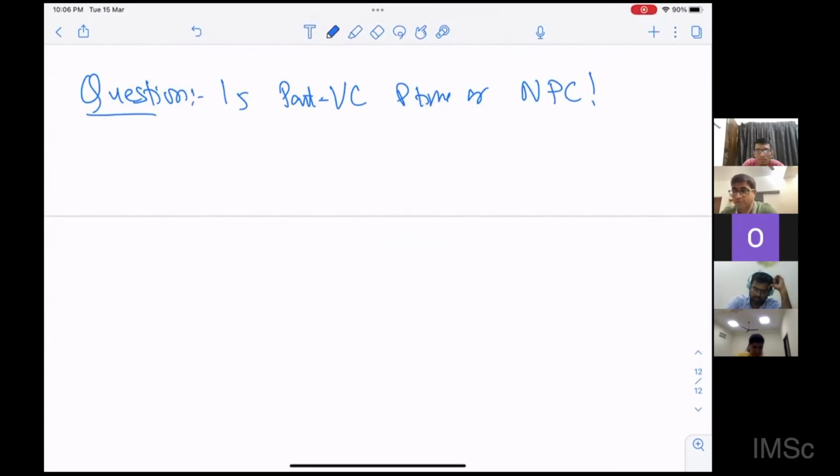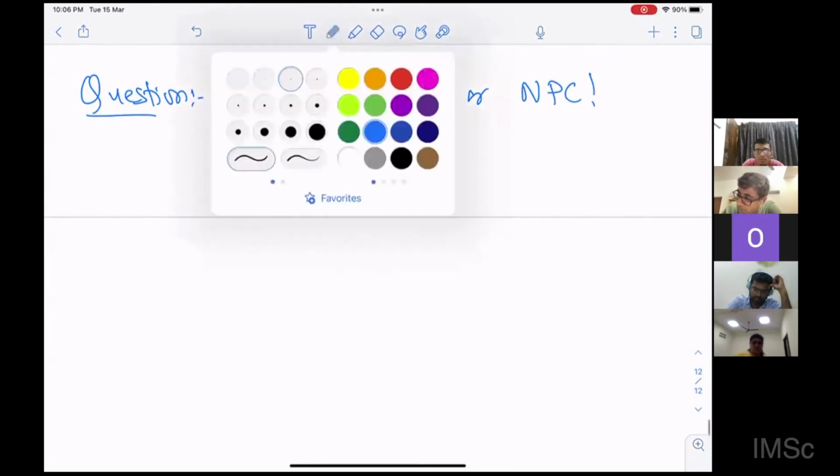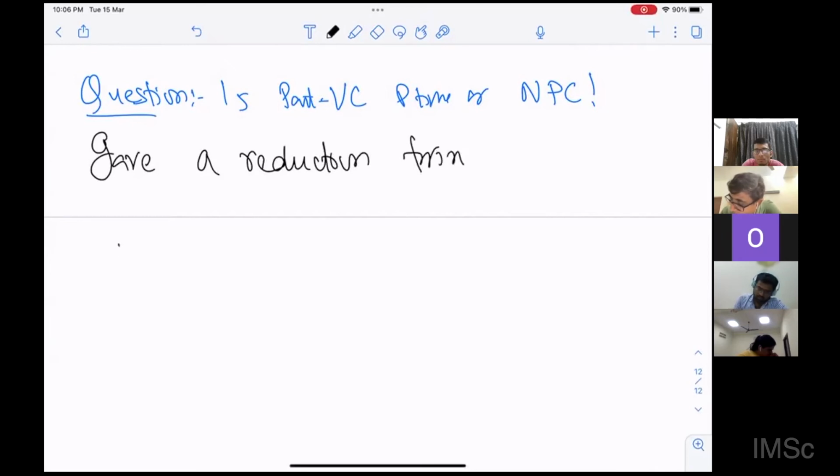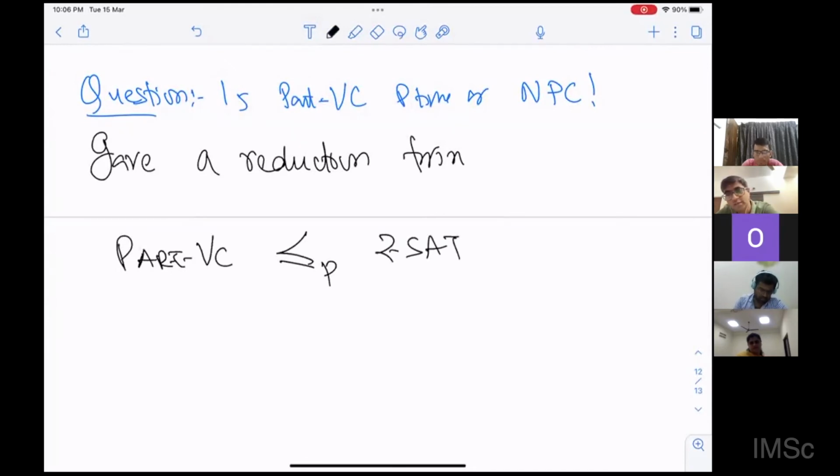So what did we do? If you notice, we gave a reduction from partition vertex cover polynomial time to TwoSet. This is what we did. Do you agree?